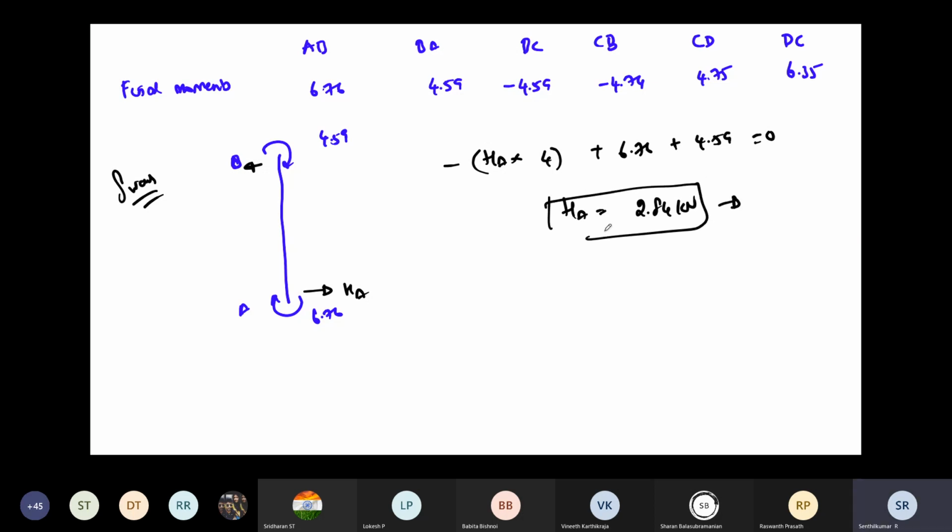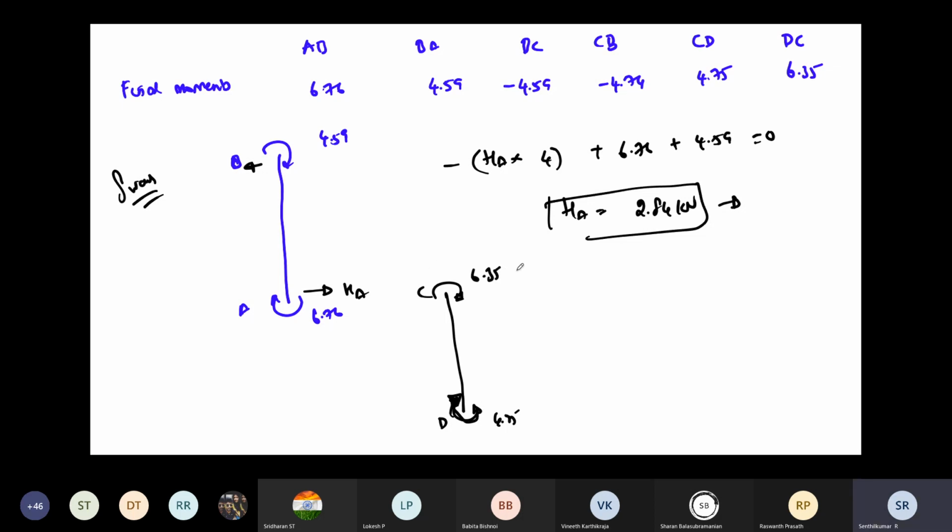Okay. Then same thing I have to calculate for CD, C and D. So what is your CD value? CD is again 4.75. Sorry, 4.75. Then both are clockwise because this is positive, right? Both are clockwise. Clockwise.